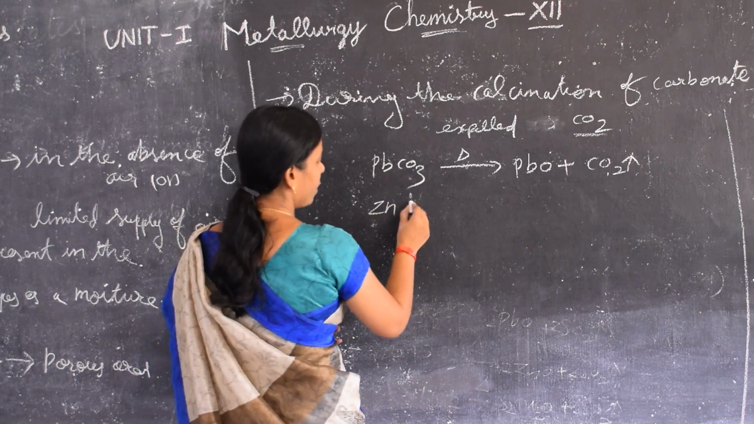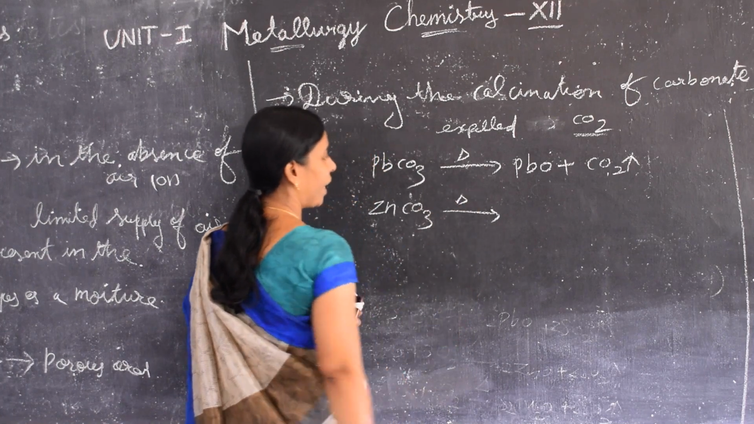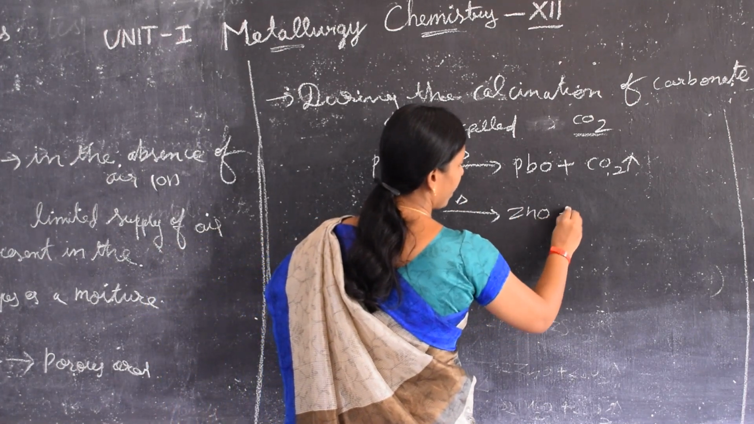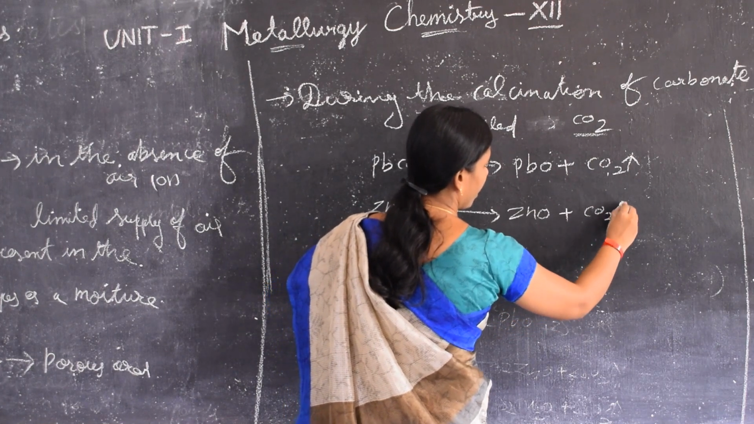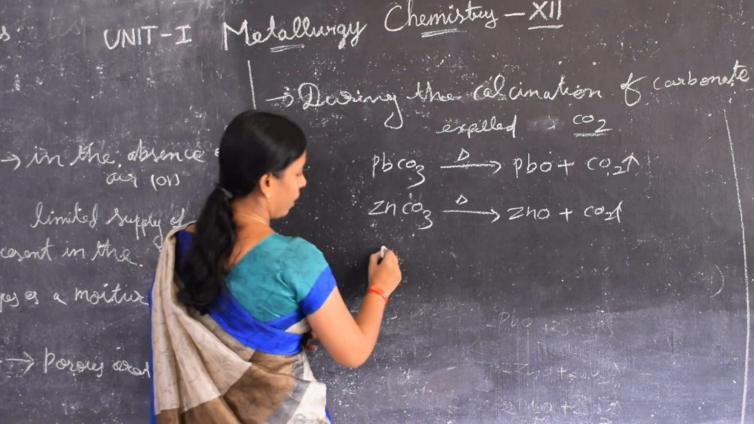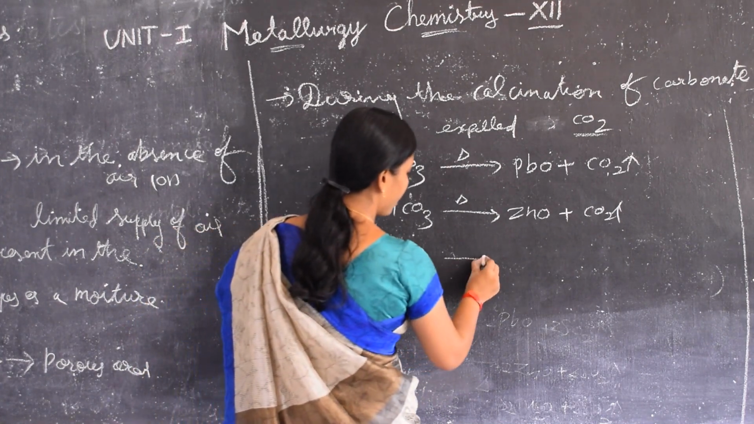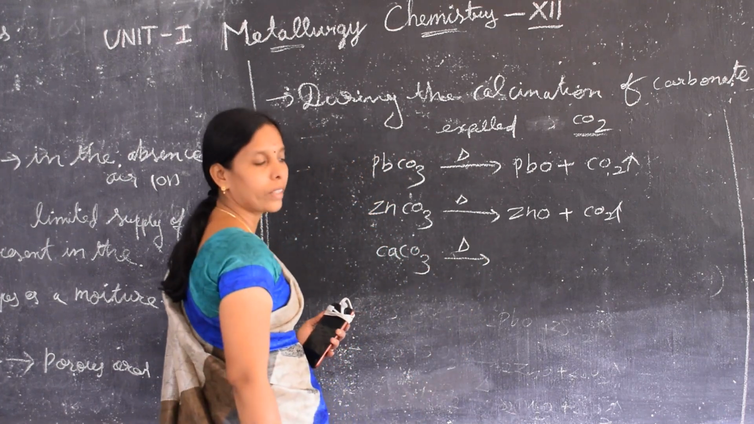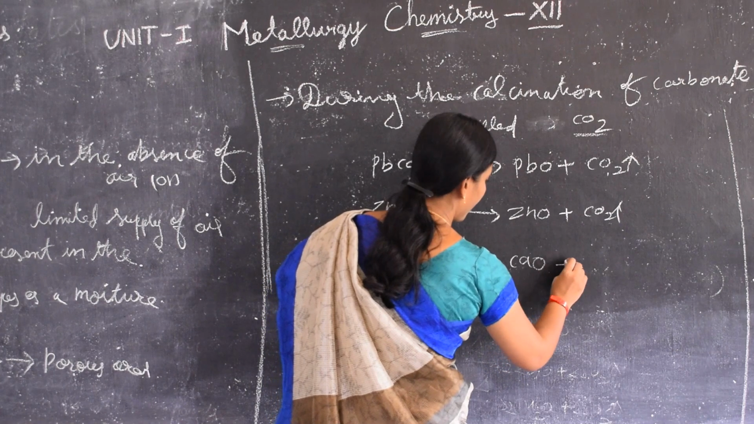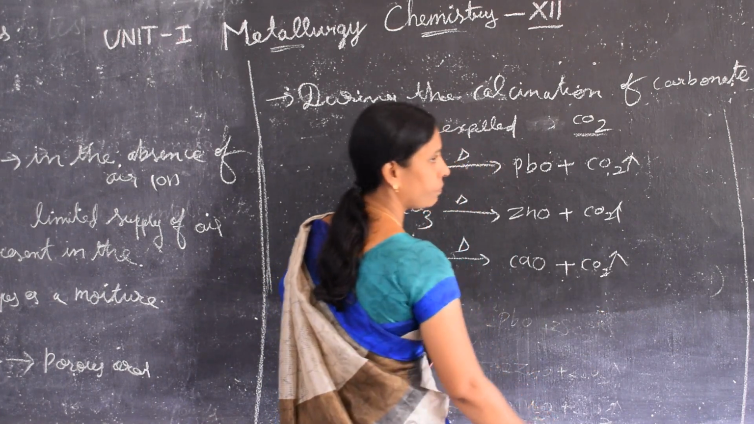And then ZnCO3, zinc carbonate எடுத்துக்கலாம். Strongly heated in the absence of air to form zinc oxide and carbon dioxide expelled here also. And then calcium carbonate is strongly heated in the absence of air to form calcium oxide and CO2 is expelled.